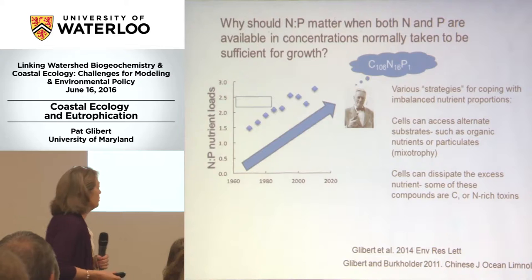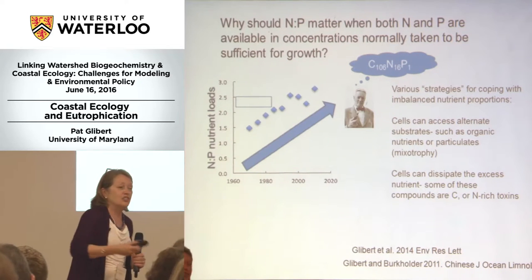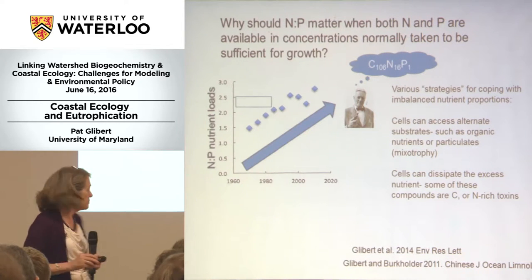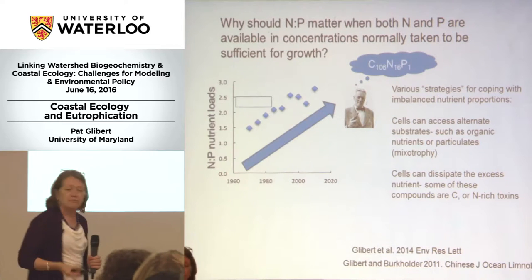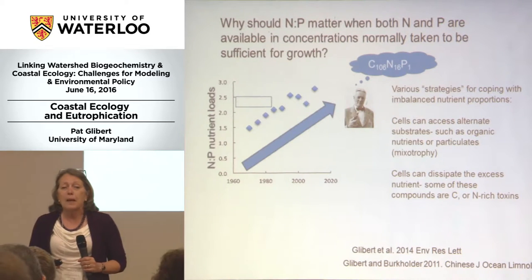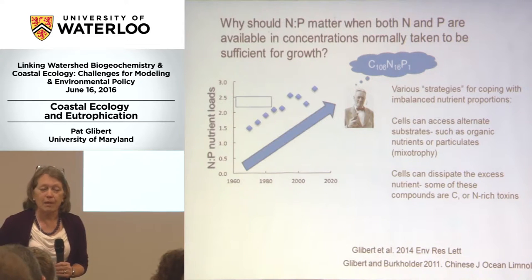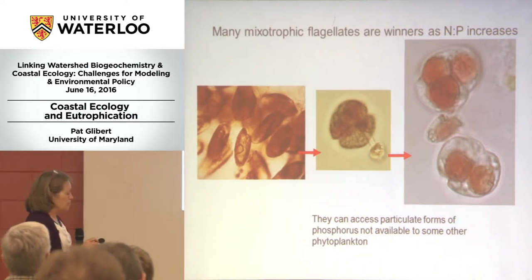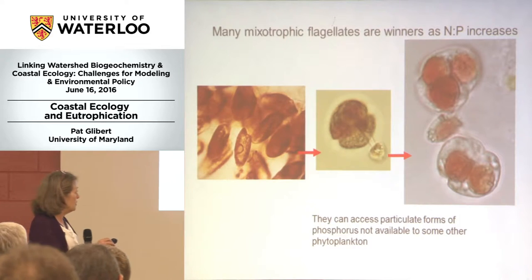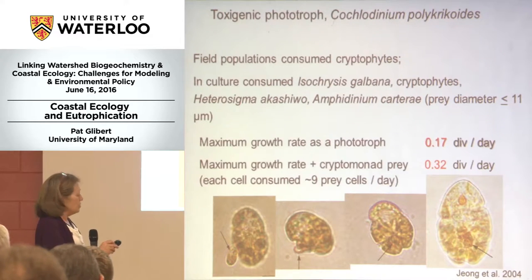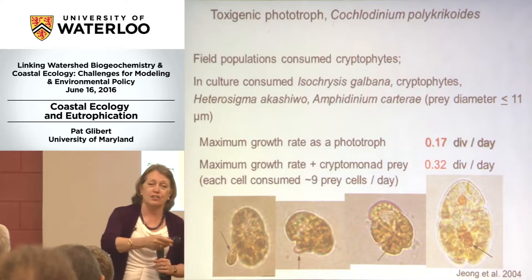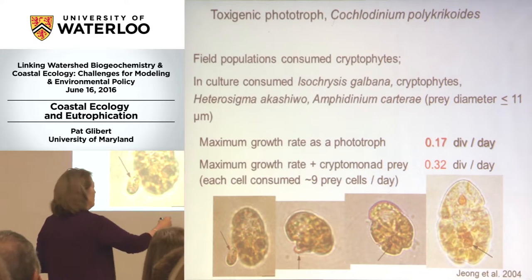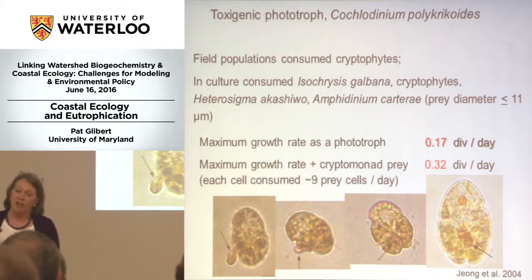One of the consequences of overflow metabolism is that some algae can make carbon-rich, nitrogen-rich toxins. So toxins have lots of functions in cells, but one of the reasons that they may be produced is this overflow metabolism. We know that many mixotrophs are winners as N:P increases. And we also know that many mixotrophs grow faster under mixotrophic nutrition than they do under inorganic nutrition. So they become mixotrophic under high N:P. They're also growing faster.